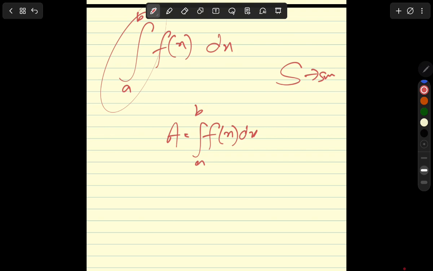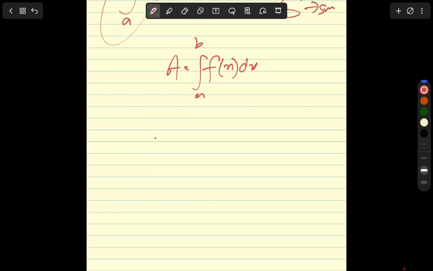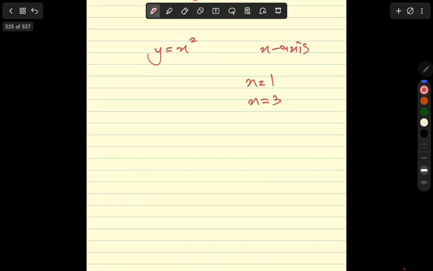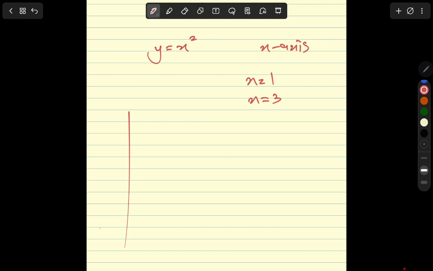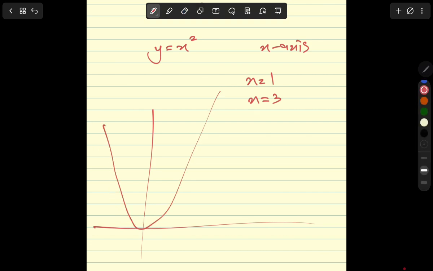Definite integral. Now, if I ask you to find the area enclosed by y is equal to x squared, the x-axis, and the lines x is equal to 1 and x is equal to 3. First, I want you guys to visualize it. What does y equals x squared look like? It looks like a parabola that goes like this. I've not done a very good job with drawing this parabola, but it does look something of this sort, right? So we are trying to find out the area between this curve.